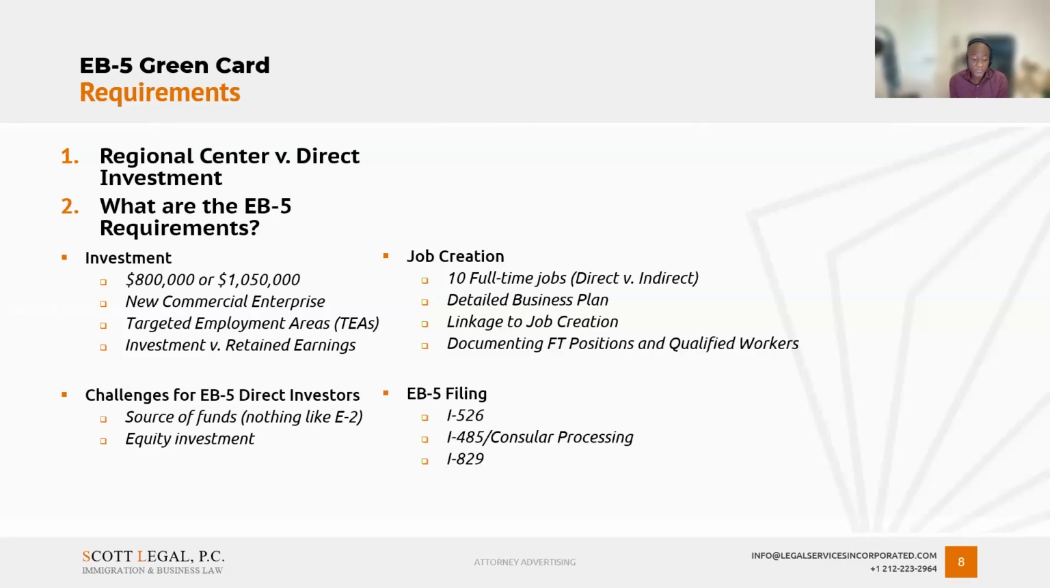This is a three-step process where we file an I-526 petition, and then if you're in the United States, you can file an I-485, provided the category is current, or if you're outside the United States, you can do consular processing. Then when you have had the green card for 2 years, you have to go back and file an I-829 petition to remove the conditions, to show that you've actually been able to create the U.S. jobs.